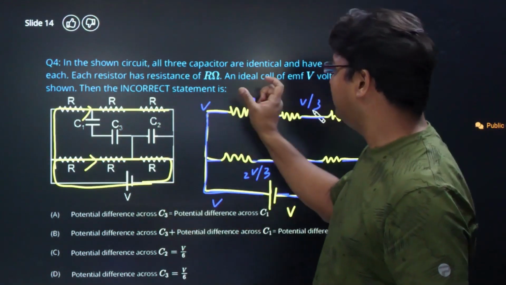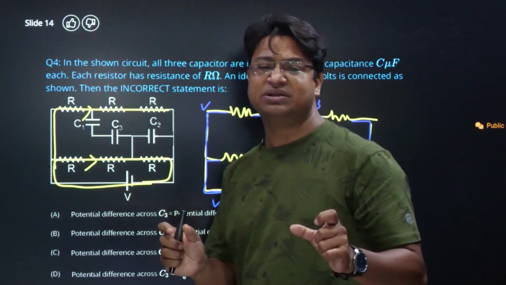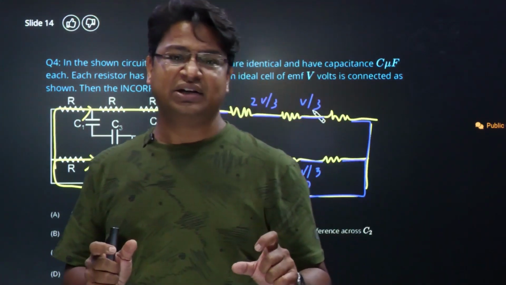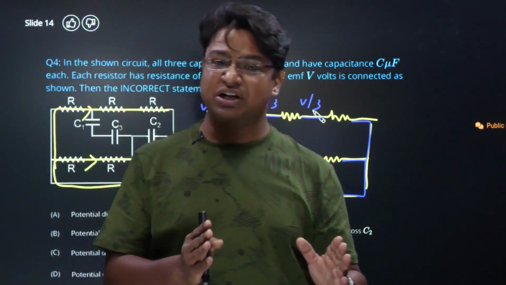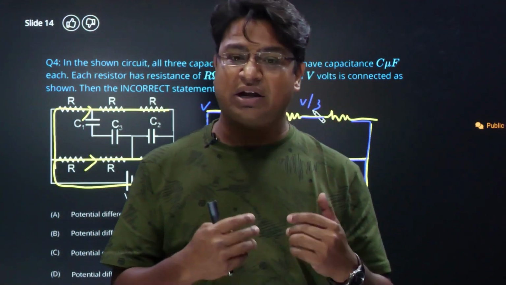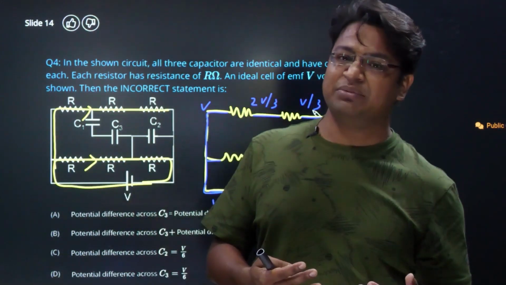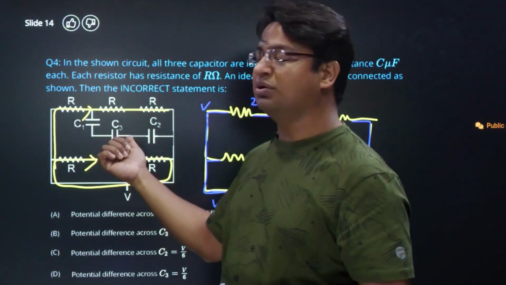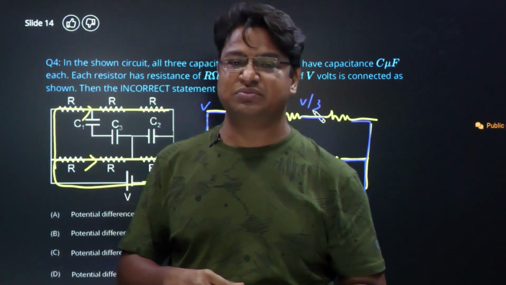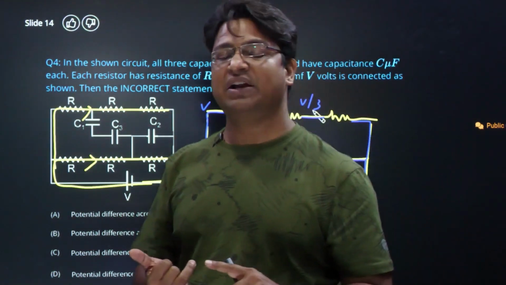C1 and C2, they are equal capacitances and they are connected in series. So if they are connected in series, whatever charge comes on the first capacitor, the same charge will appear on the second capacitor also. Their capacitance is also the same. So it basically means that the potential across C1 will be equal to the potential difference across C3. That will always be the case because they have the same capacitance and they will have the same charge.